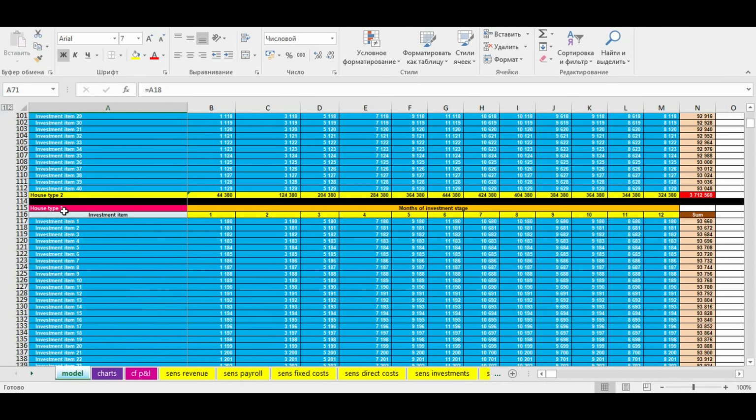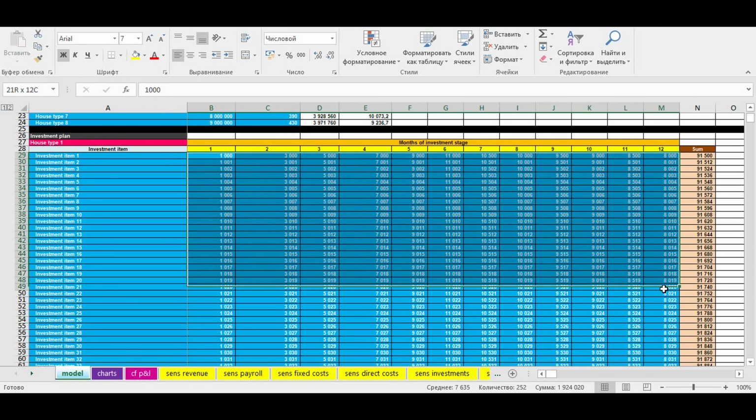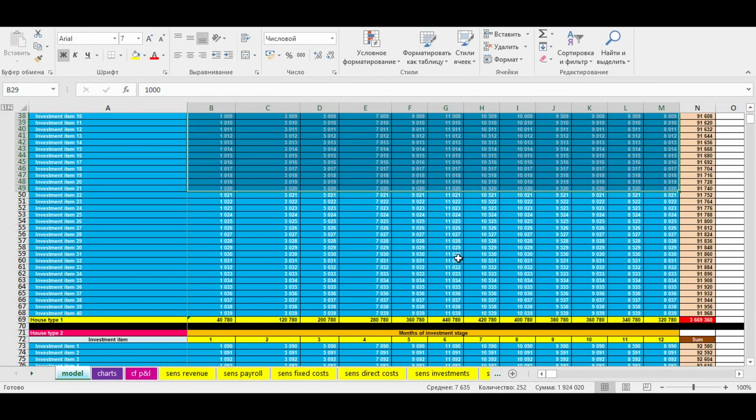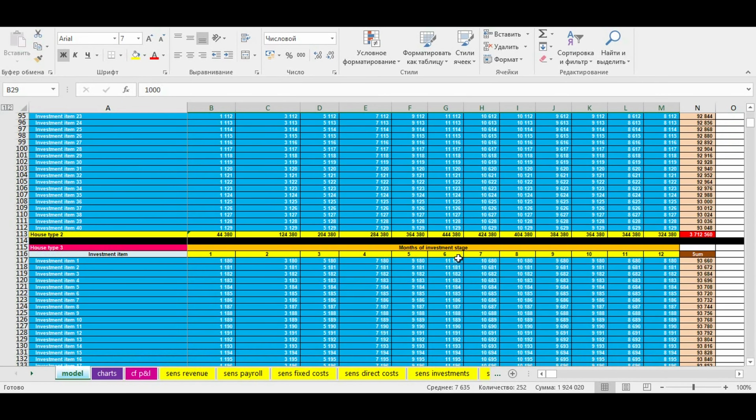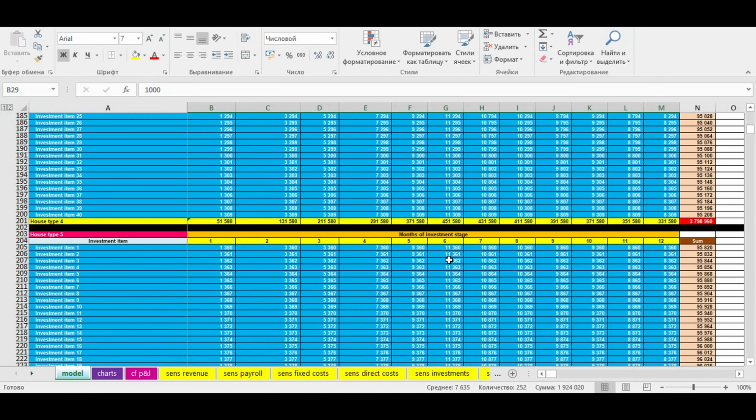From top to bottom, we have investment items during the construction stage: basement, roof, windows, and so on. Here we specify when we invest money, how much we invest, and what we invest in during construction of each type of house. Then we specify investment plans for the other 7 types of houses.